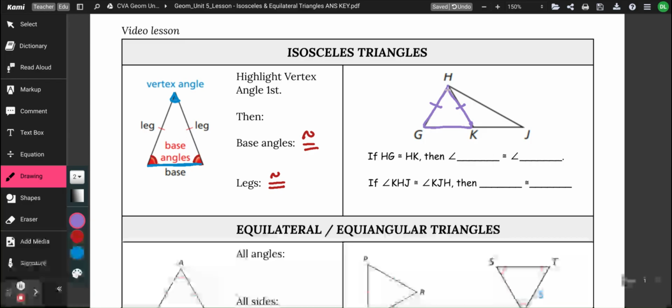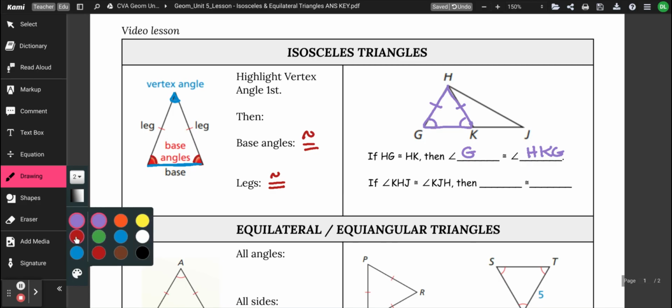So again, here's my isosceles triangle. So I know that if I have two legs here, my base angles are going to be down here. So that tells me that angle G, or angle HGK, is congruent to angle HKG. Now notice I can't just say angle K because I actually have three angles here. So I have to be very specific on which one I'm looking at. Okay, let's go to the next statement.